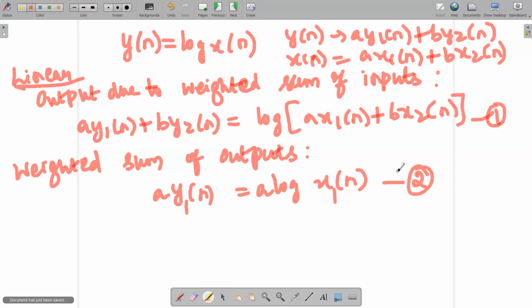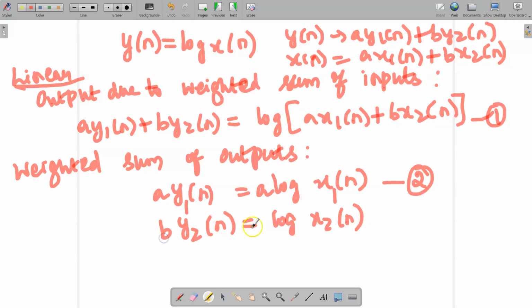Third step, again write the equation as it is with suffix 2. So replace y by y2, and log will be there as it is, x by x2. Replace output y as y2, input x by x2. All other things will be there as it is, and multiply the whole equation by b. So I will be getting equation 3 as this. Then add 2 plus 3.